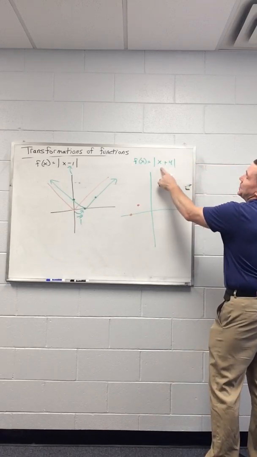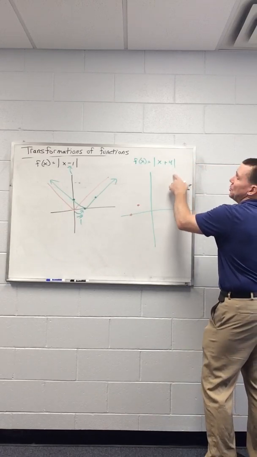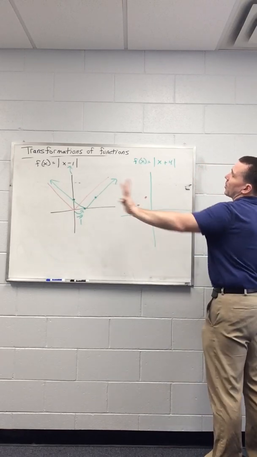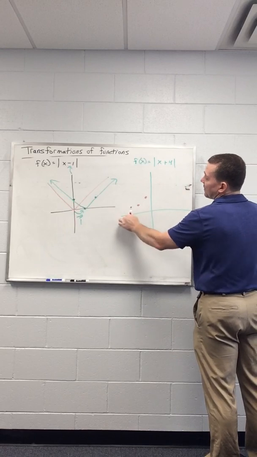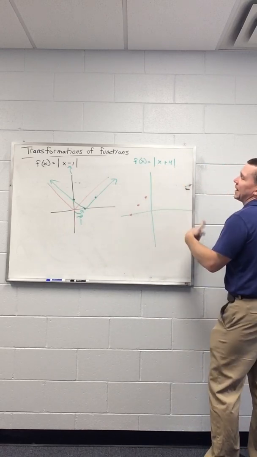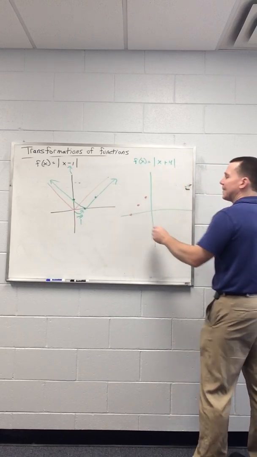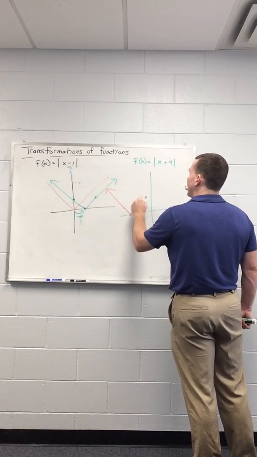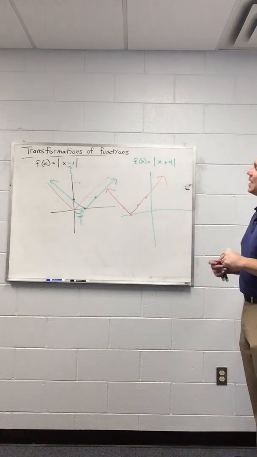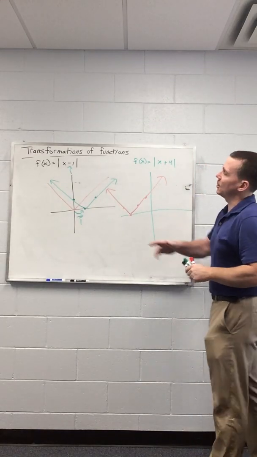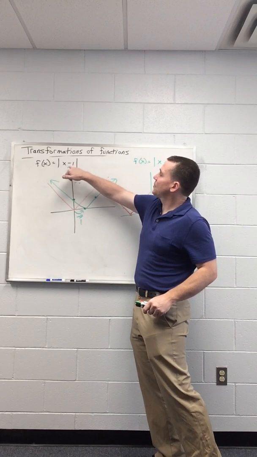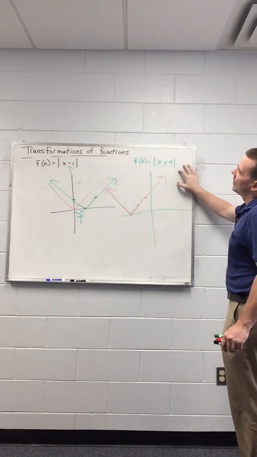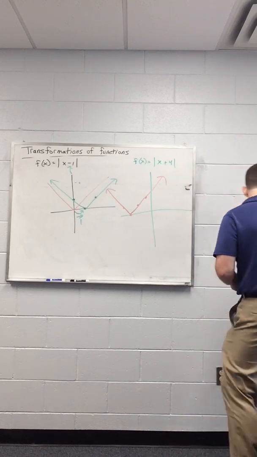If I plug in negative 2, 4 minus 2 is 2. The absolute value of 2 is 2. If I go to the left, say negative 5, negative 5 plus 4 is negative 1. The absolute value of negative 1 is 1. And then sure enough, I see that V for my absolute value graph. So it would look like if I add or subtract on the inside of the function, inside the absolute value, I move horizontally.